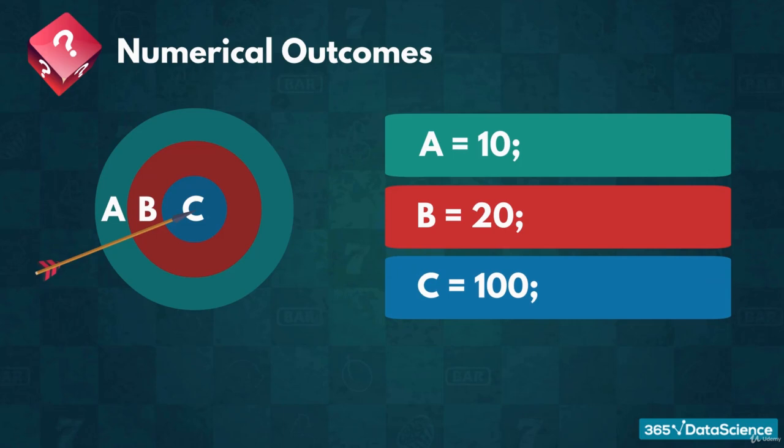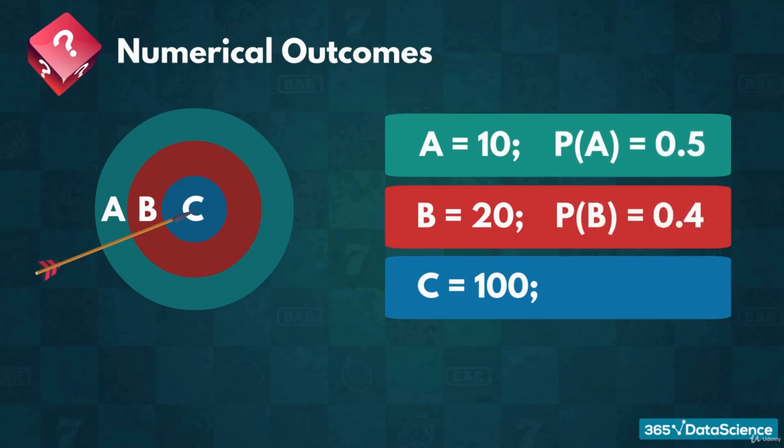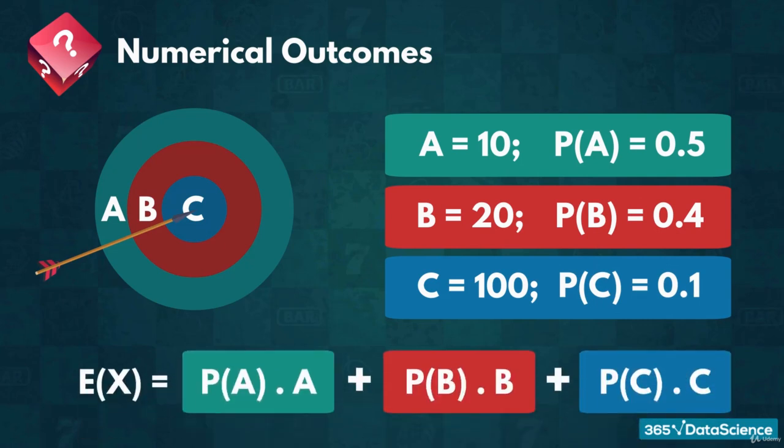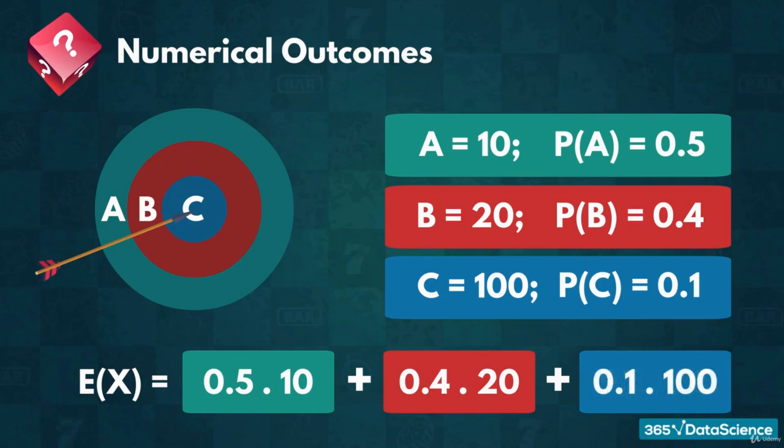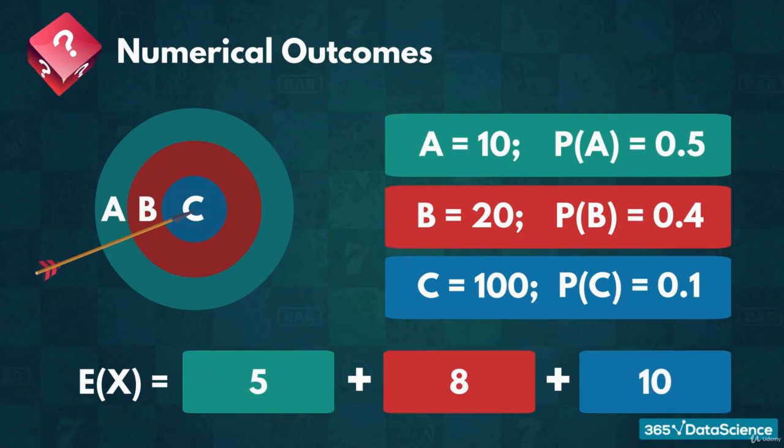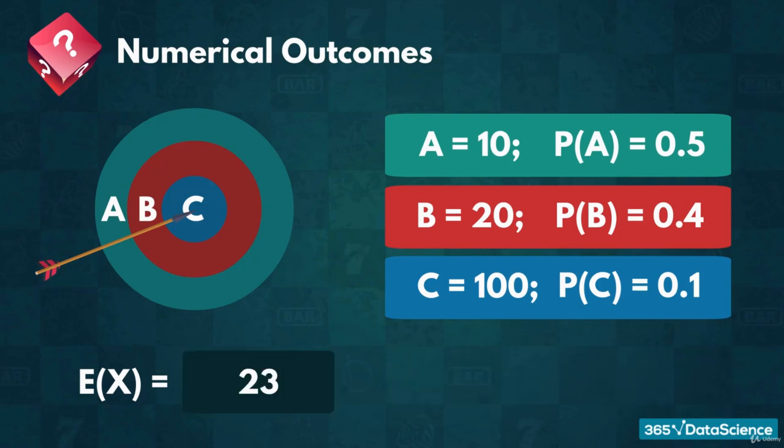You have practiced enough to always be able to hit the target, but not so much that you hit the center every time. The probability of hitting each layer is as follows: 0.5 for the outmost, 0.4 for the second, and 0.1 for the center. The expected value for this example would be 0.5 times 10 plus 0.4 times 20 plus 0.1 times 100. This is equal to 5 plus 8 plus 10 or 23. Wait, we can never get 23 points with a single shot.